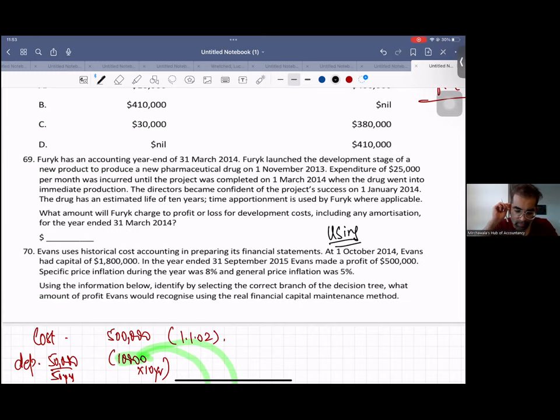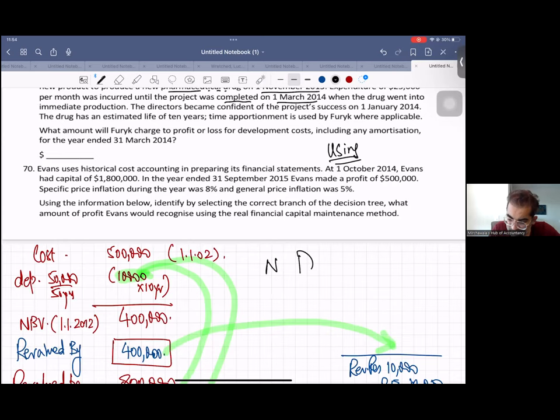PERC has an accounting year end of 31st March. Dates are important. Examiner has written in their report that students make mistakes with the dates. PERC launched the development stage of a new product to produce a new pharmaceutical drug on 1st November 13. Okay. Although the development stage has been started, let's see when the criteria is going to be met, right? The major thing is criteria. Expenditure of 25,000 per month was incurred until the project was completed on 1st March 2014. That means it's November, December, Jan, Feb, 4 months.